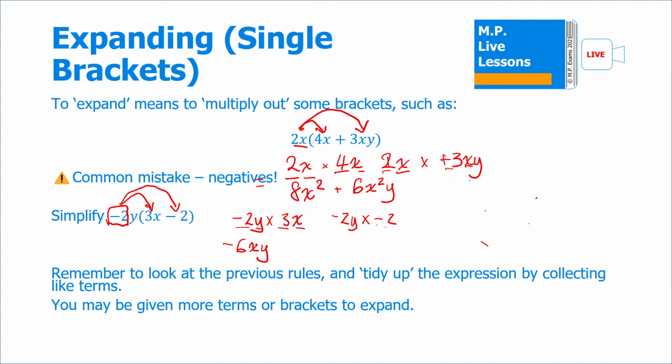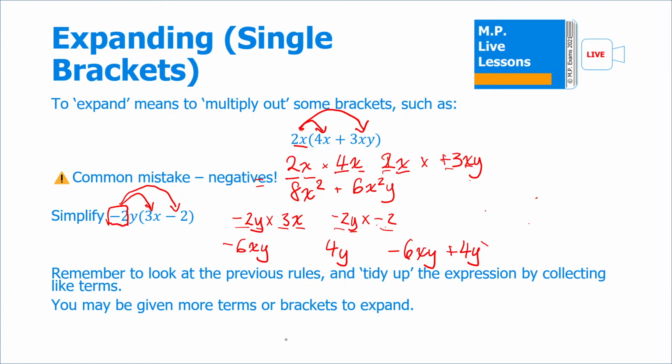Now for the second term, we have negative 2 and negative 2. Two negatives make a positive, so we just have 4 and the y on its own. So overall that's negative 6xy plus 4y.